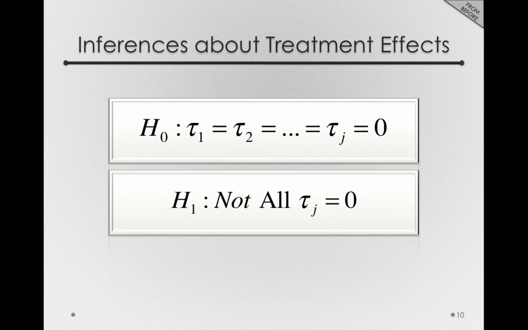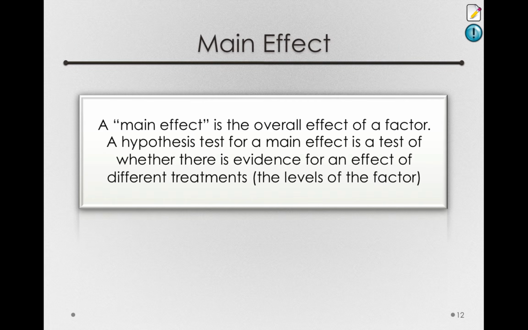But notice that this effect, or this inference, is really about the factor altogether. And this is what we would call a main effect test, the main effect of the factor. Let me give you a definition for main effect. A main effect is the overall effect of a factor. So a hypothesis test for a main effect is a test of whether there is evidence for an effect of different treatments, that is, the levels of the factor in the population.